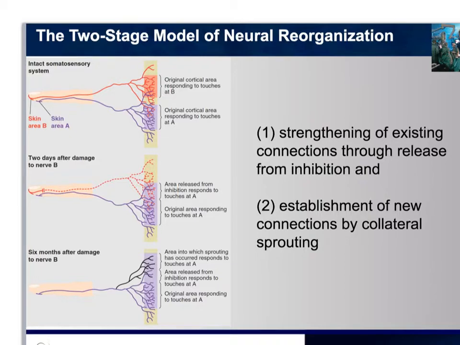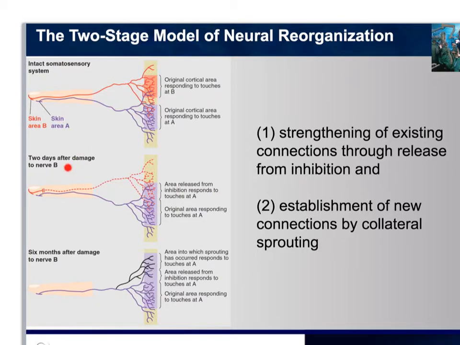In this slide you can appreciate how, when there is a perfect connection and the nerve has not been damaged, you have the area B of the skin that would synapse over to a cortical area that responds to touches at B. The skin area A, which would be at the bottom of the tip of the finger, would synapse over to a corresponding area that responds to touches at area A. Notice the size of area A and how it occupies a significant amount of space next to B.